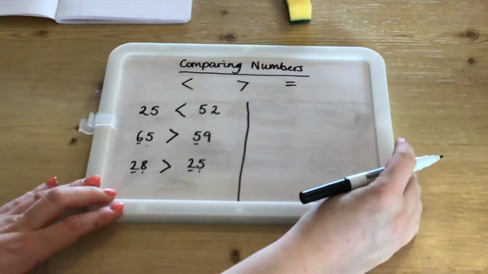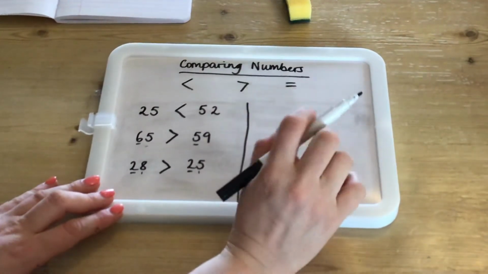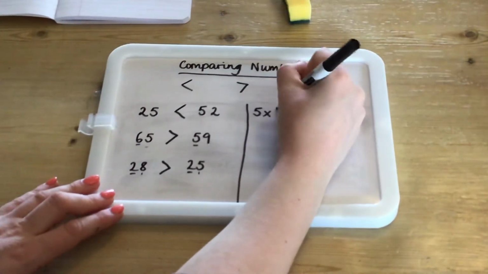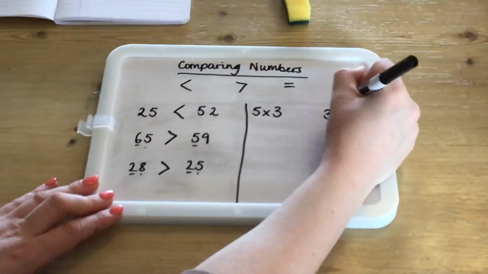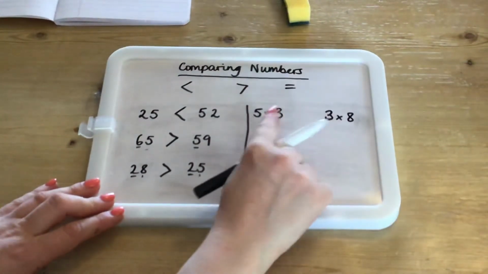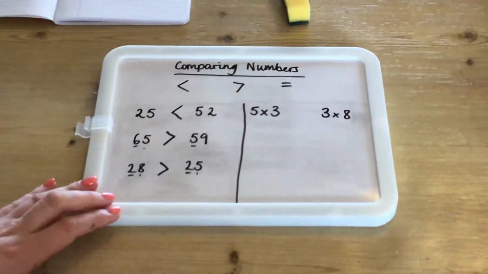Moving on to sentences which will have calculations on either side of them. So for example, 5 multiplied by 3 and then 3 multiplied by 8. The first thing to do here is to work out the answers to both of these and then decide what symbol needs to go between them.